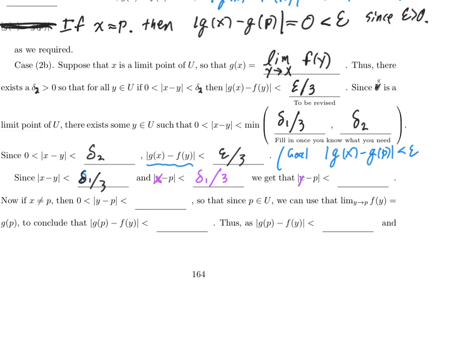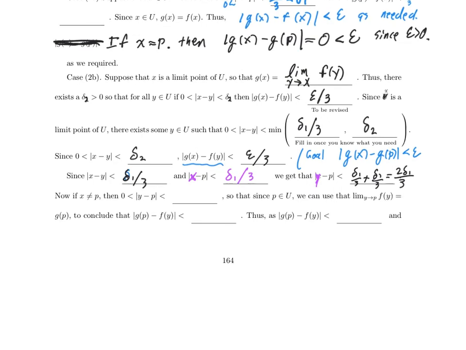So it follows then that the absolute value of y minus p, by the triangle inequality, is less than or equal to that plus that, strictly less than delta 1 over 3 plus delta 1 over 3, also known as 2 delta 1 over 3. Now if I happen to know that y is not equal to p, then I'll have 0 is less than the absolute value of y minus p is less than delta 1.